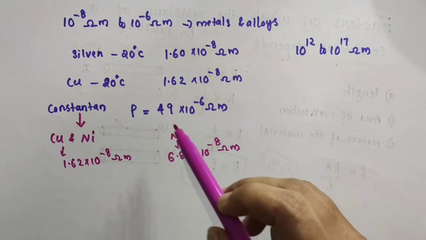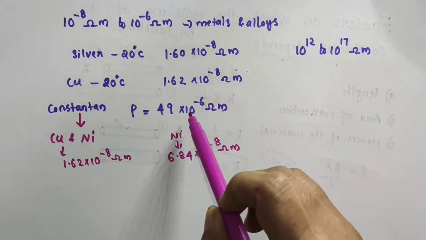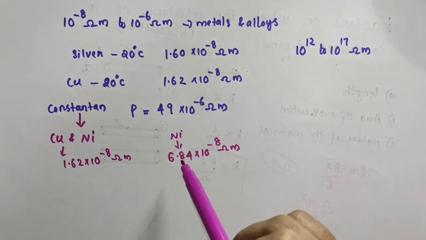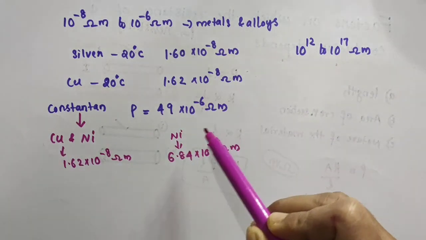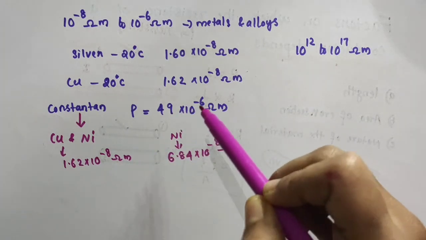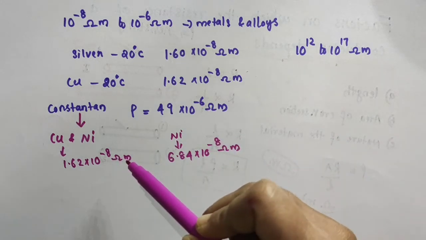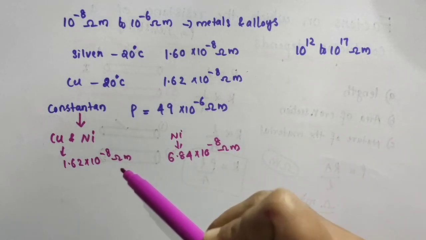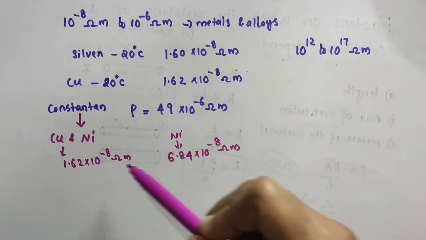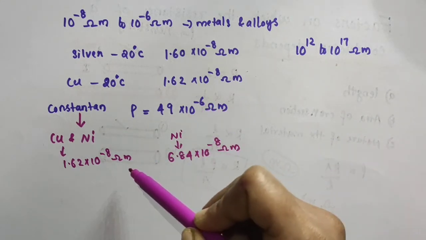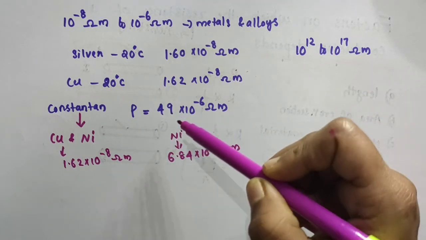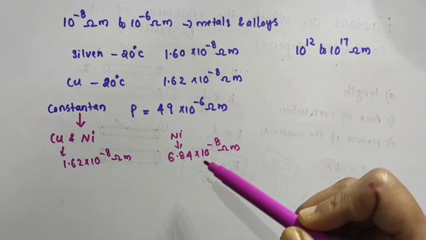So you see, the resistivity of the alloy constantan is in the order of 10 raised to minus 6, and the resistivity of its constituent metals is in the order of 10 raised to minus 8. 10 raised to minus 6 is greater than 10 raised to minus 8. So the resistivity of an alloy is generally higher than that of its constituent metals.